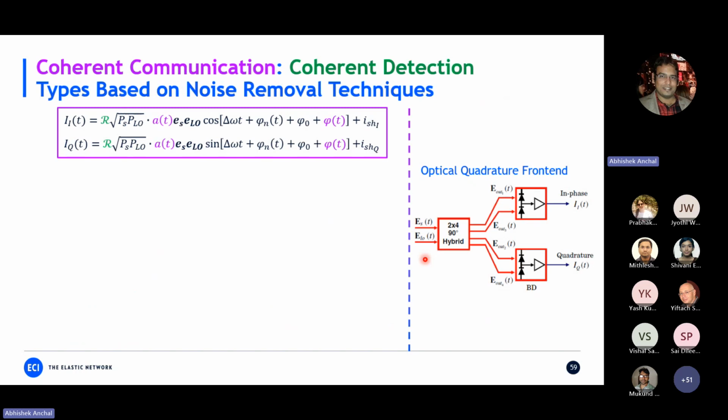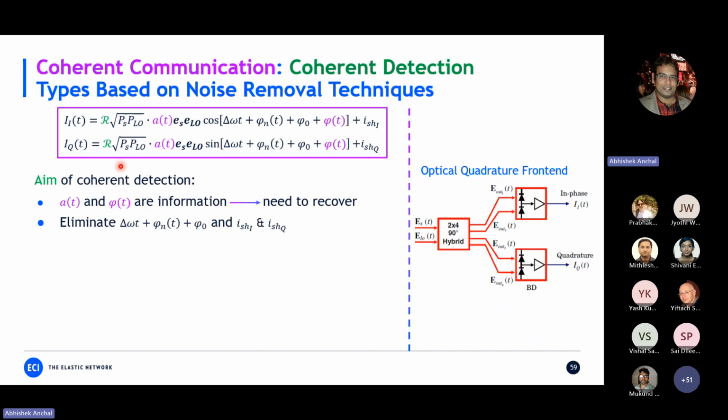Okay, so these are the equations we are going to get from the optical quadrature front end, and this is basically the front part of the DSP. Before this, it basically converts the optical signal to an electrical signal, right? So your optical IQ signals are converted to electrical IQ signals, and after this we are going to use the DSP. That's why it's called the optical quadrature front end, because it's in front of the DSP and it does the quadrature creation of I and Q.